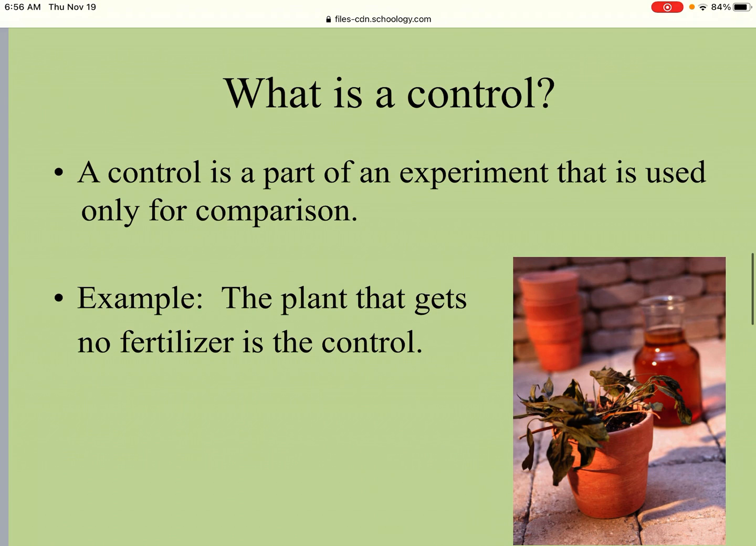So in this situation, what is the control? The control is a part of the experiment that's used only for comparing. So in our experiment with the plants, that would be a plant that gets no fertilizer. It's going to get everything else the same except nothing is being changed. It's only for comparison.